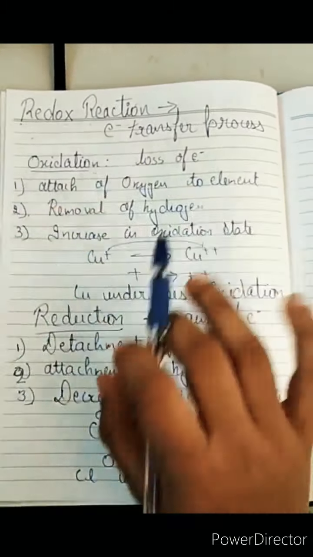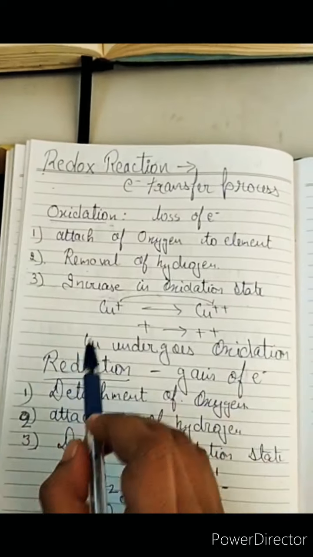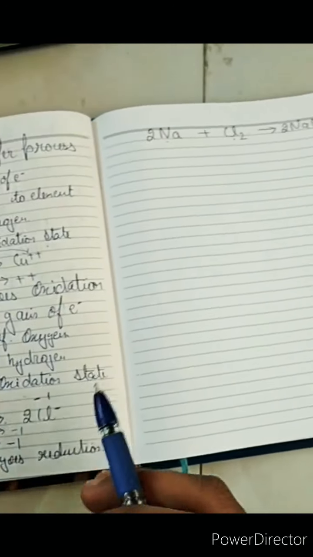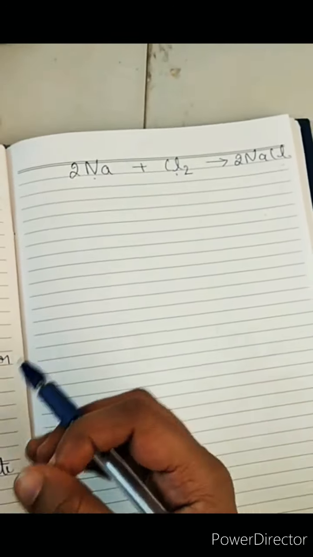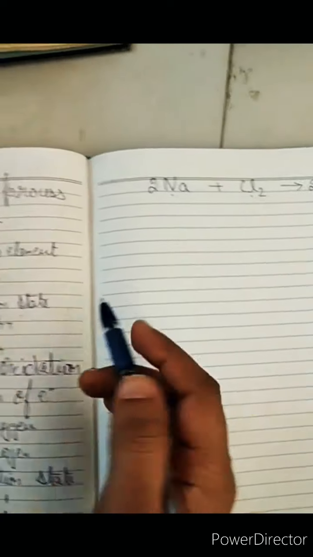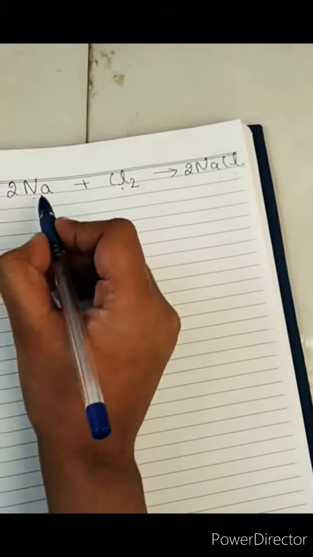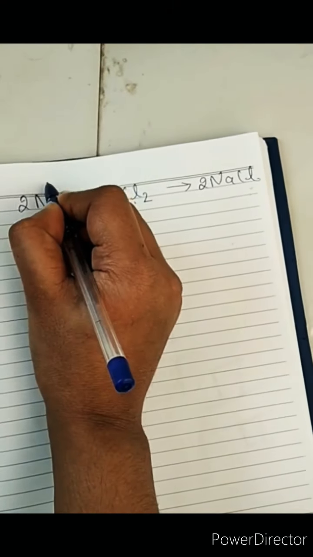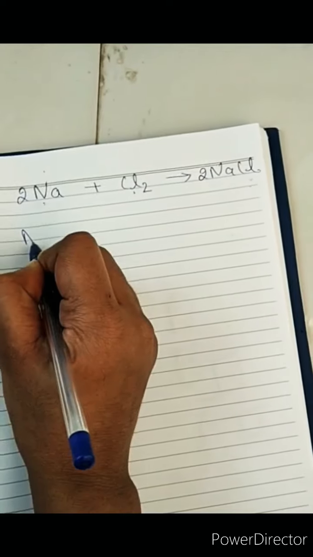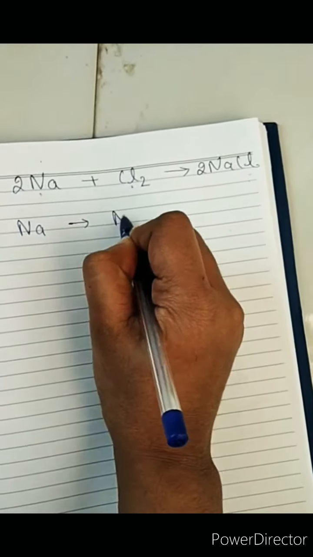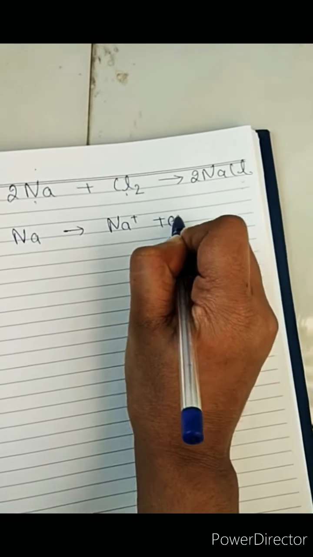Second is removal of hydrogen. So there is no hydrogen in any element, so this definition also does not apply to this equation. Now third is increase in oxidation state. So we can check oxidation or reduction with the help of oxidation state. Look, here we can write this equation like this: Na to Na+ plus electron.